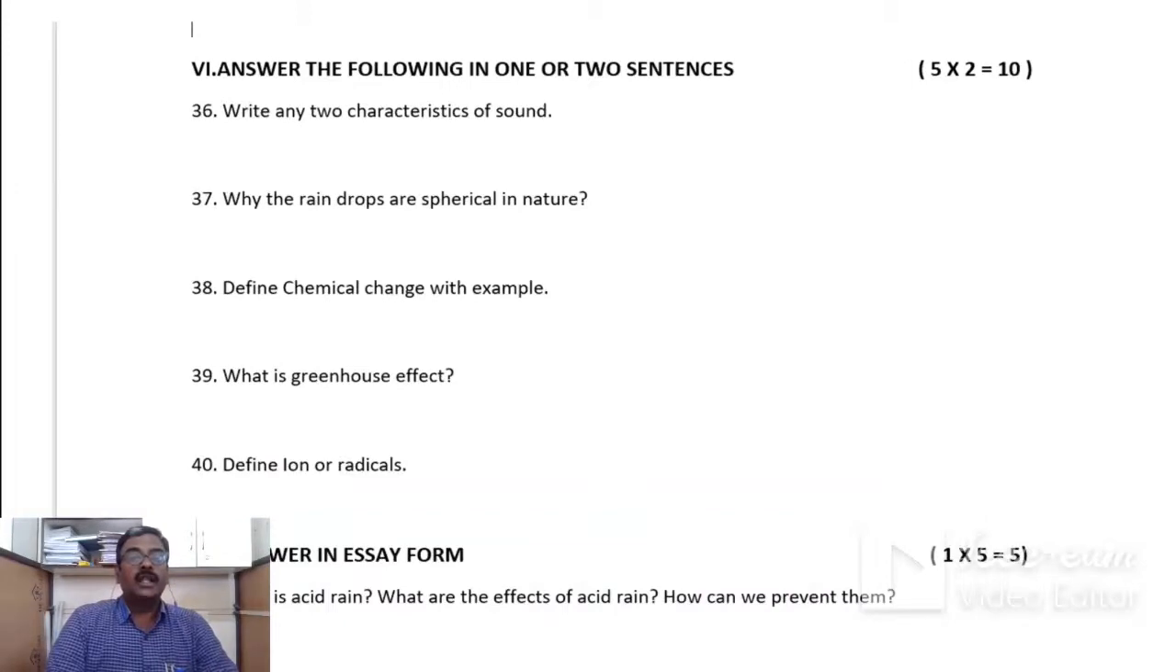Write the following in 1 or 2 sentences. That is a 2 mark question. Write here, and the last one is the answer essay type question. So 1 into 5, 5 marks.